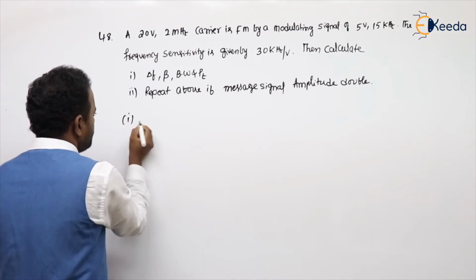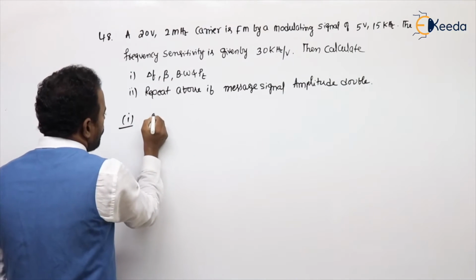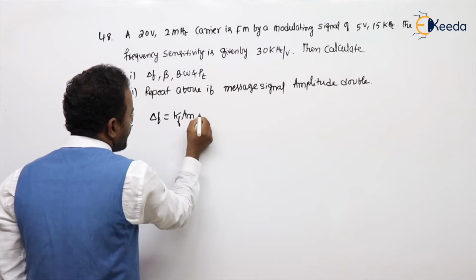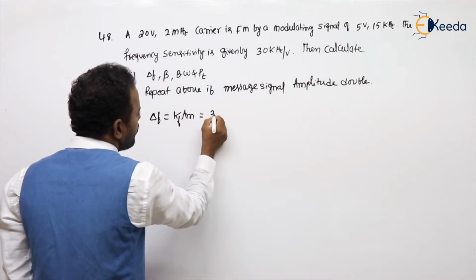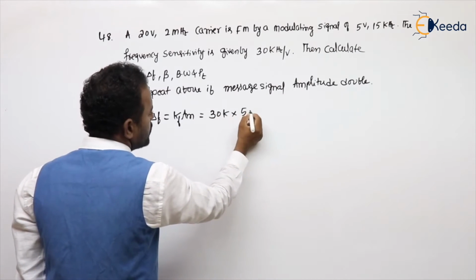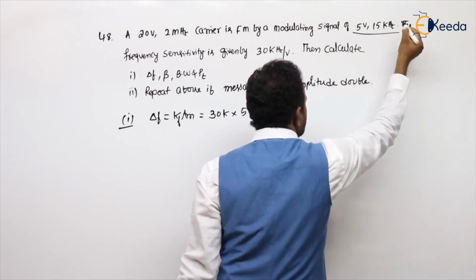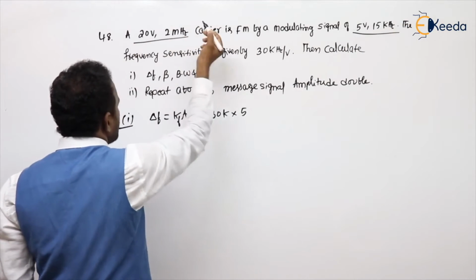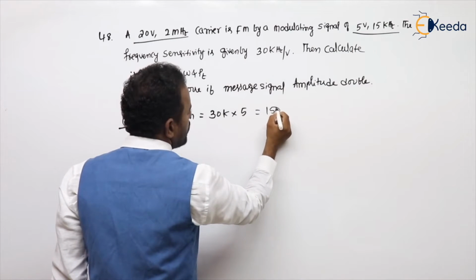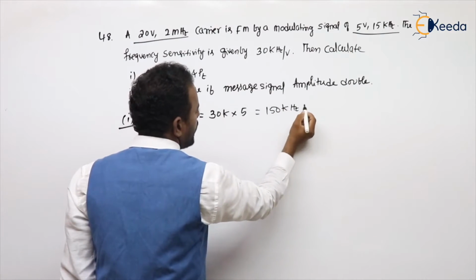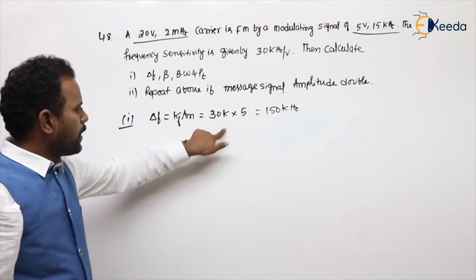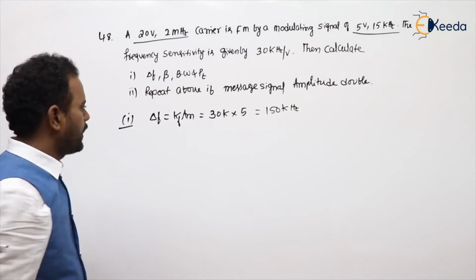See the first problem. What is delta F? Delta F is Kf times Am. What is the Kf value given? 30. What is the Am value given? Amplitude of message, which is 5. This is the message amplitude and frequency, and this is the carrier amplitude and frequency. Then how much will you get? 150 kilohertz. Per volt cancels, Hz remaining.